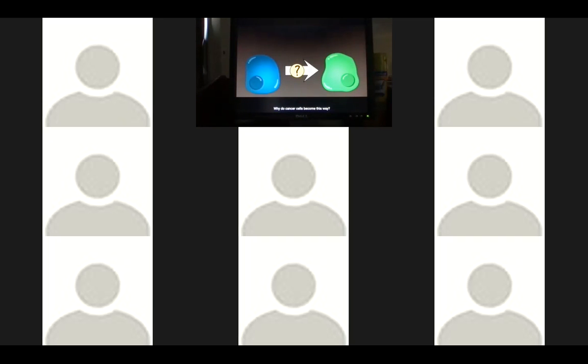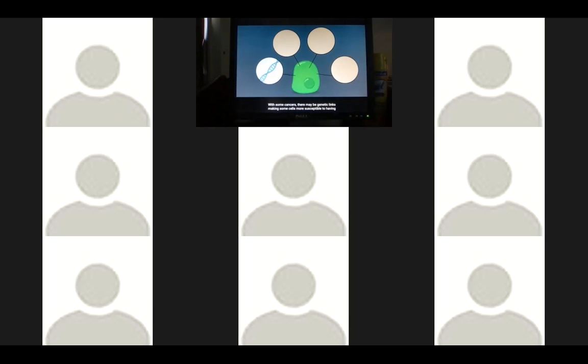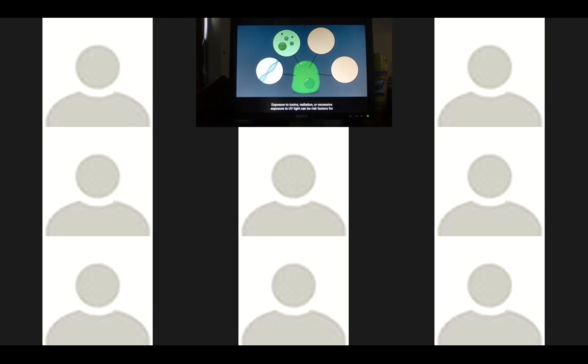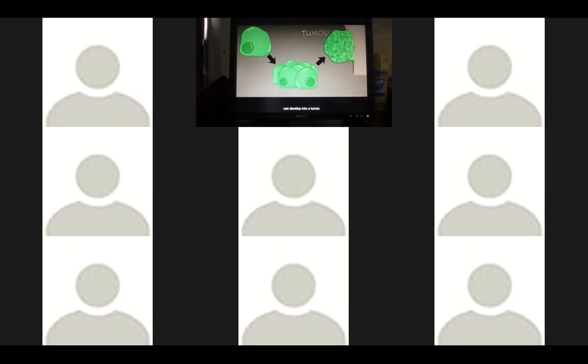Why do cancer cells become this way? Well, there's a lot of research in this area. With some cancers, there may be genetic links, making some cells more susceptible to having problems. These genetic factors might run in families. Exposure to toxins, radiation, excessive exposure to UV light, all of these can be risk factors for some cells to become cancerous. The uncontrolled growth that cancer cells have gives rise to more cells like them, which can develop into a tumor. Some tumors stay put, but some do not.